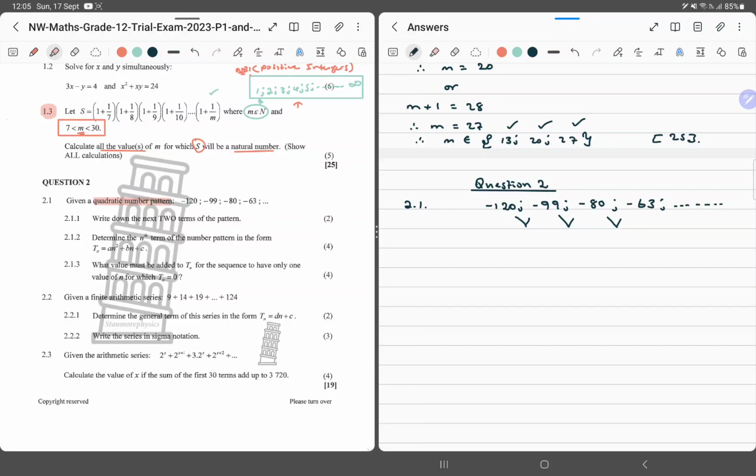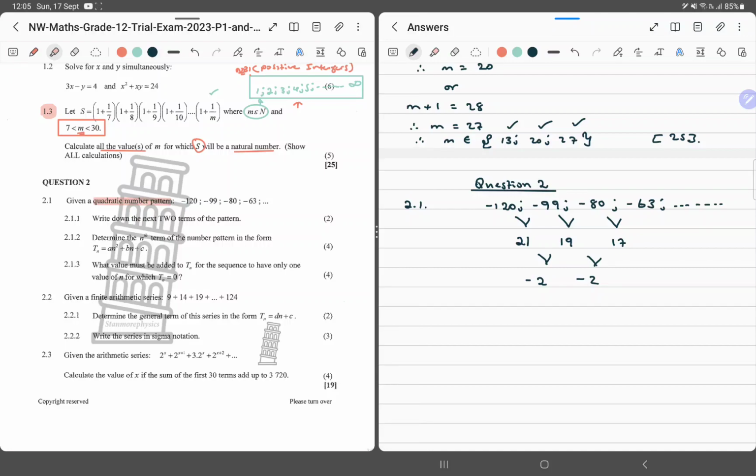Going to be minus 99 plus 120. It gives us 21. Then we've got minus 80 plus 99. It gives us 19. And we've got minus 63 plus 80. It gives us 17. So this is easy. And then we do the second differences. We can see here this is going to be minus 2. And the second differences are always constant.